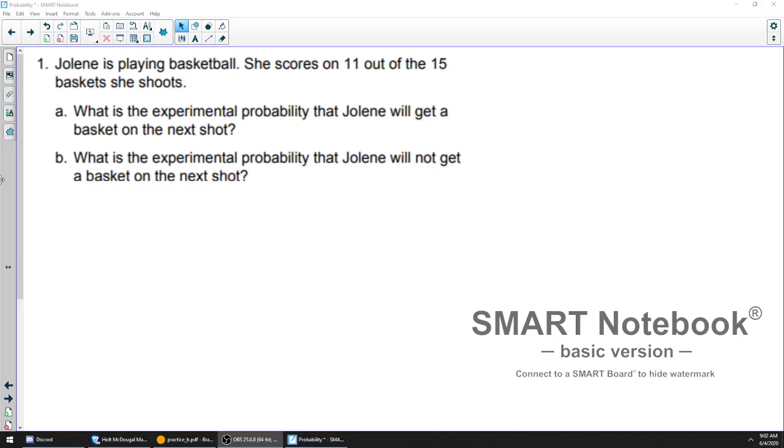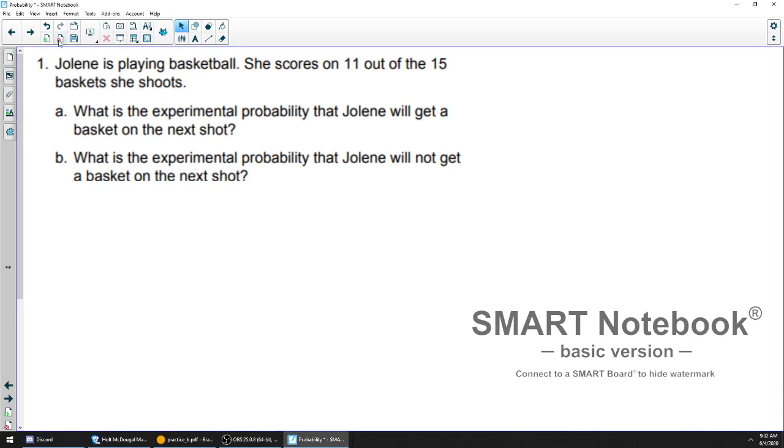Let's have a small review of what we've learned about probability. We will be going over experimental probability, sample spaces, making predictions, and figuring out how to use probability in these word problems, how to solve and understand these problems.